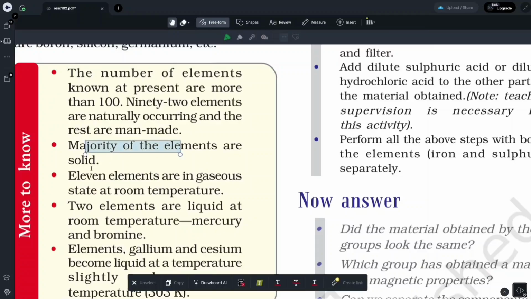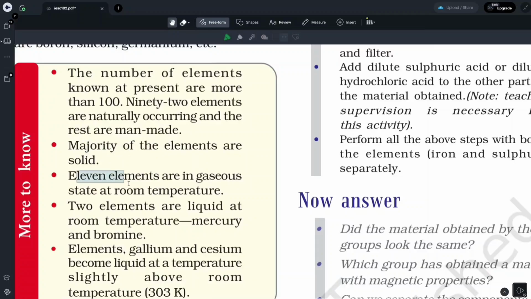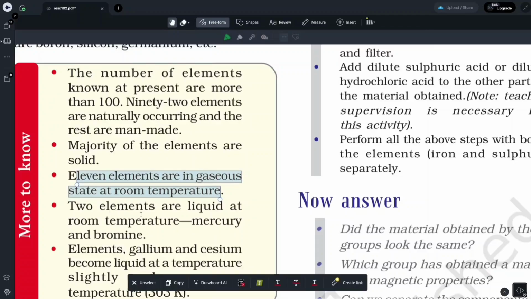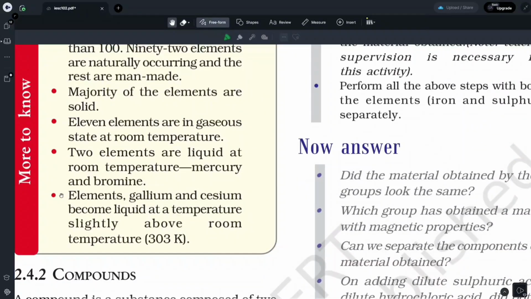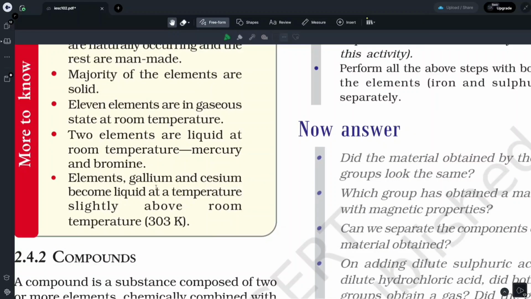The majority of the elements are solid. 11 elements are in gaseous state at room temperature. 2 elements are liquid at room temperature, which are mercury and bromine. Elements like gallium and cesium become liquid at temperatures slightly above room temperature.